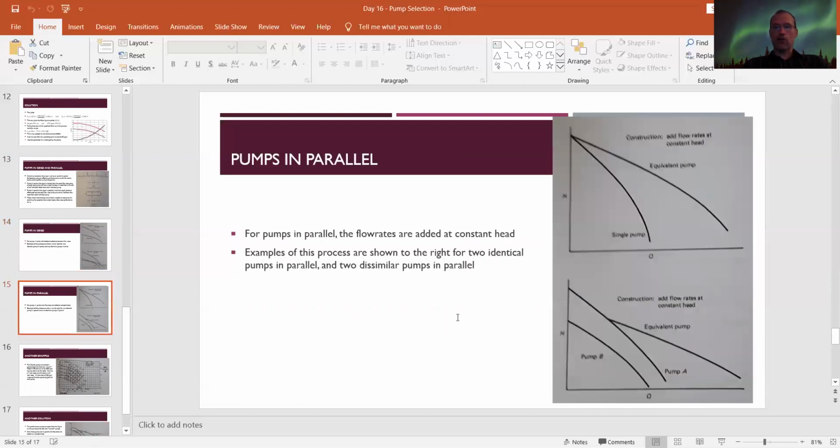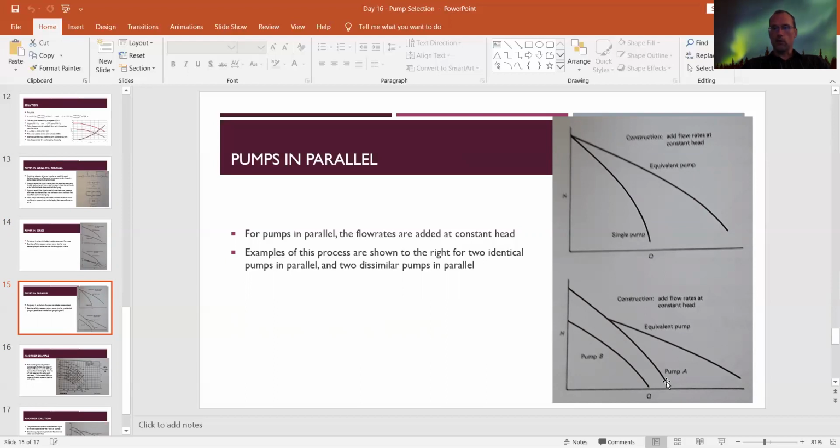Similar but opposite in parallel. So parallel, I have the same head, but add the flow rates. So in this case, instead of having a constant flow rate and adding the heads, I have a constant head and add the flow rates. So again, if I have one single pump and I want to have two of them placed in parallel, I find a certain head value, find the flow rate, and then double it, and that's my new equivalent pump.